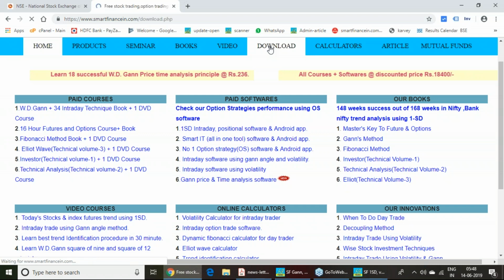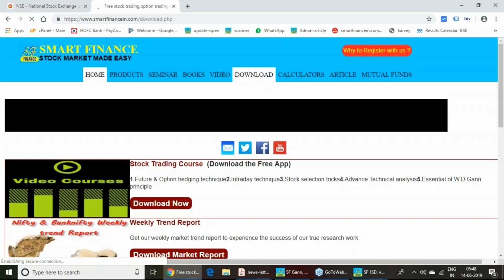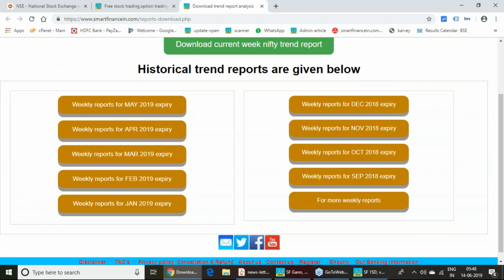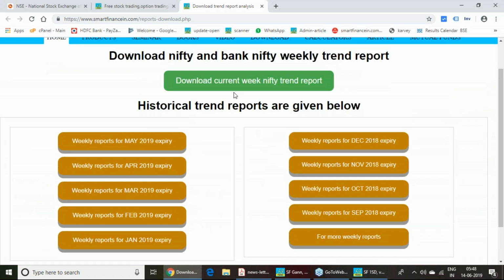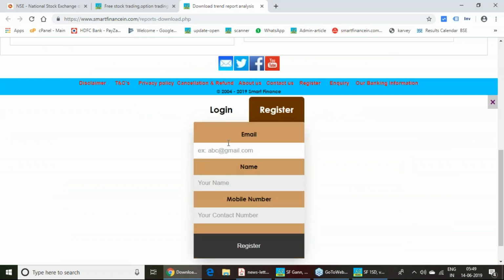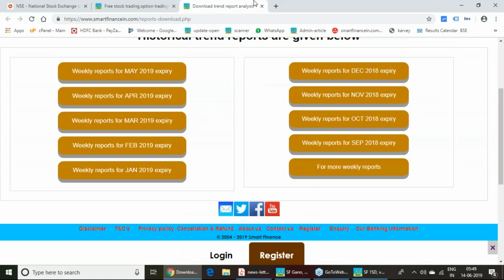You can download this report by visiting the download link of our website. In the weekly trend report section, you can download all reports, but to download it you need to register. If you are already registered, just log in and download it. If you have not registered, just register yourself and then try to download.